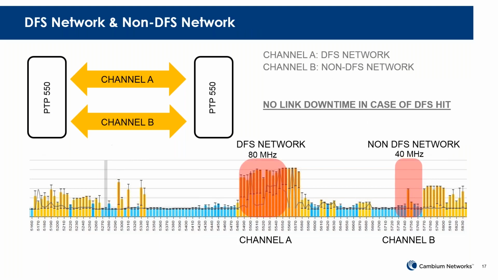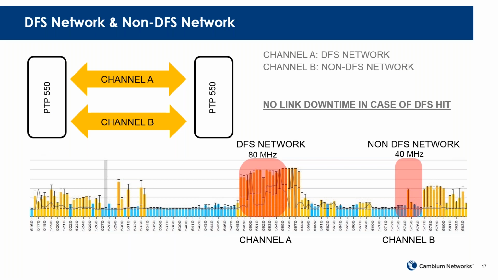The next one is DFS, non-DFS. DFS, as many people know, is mainly for radar. This is mainly in the 5.4 band. It depends from country to country. So in HC, it's 5.4, 5.8 bands as well. But basically what it means is, if you are operating in this frequency range, and if there is a radar detected, the radio is mandated to shut off for 30 minutes or so. So basically your entire link goes down.